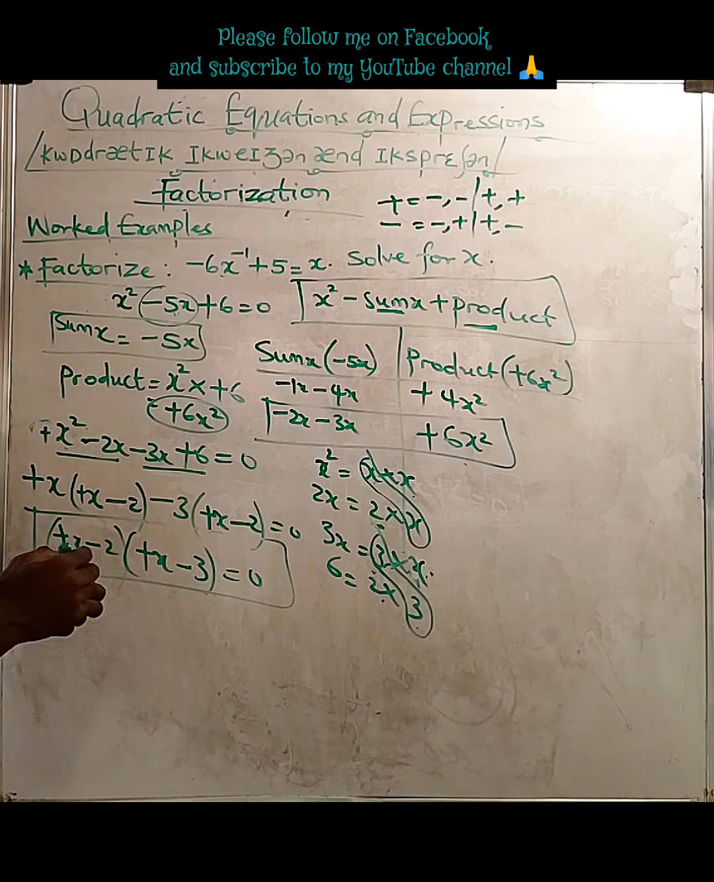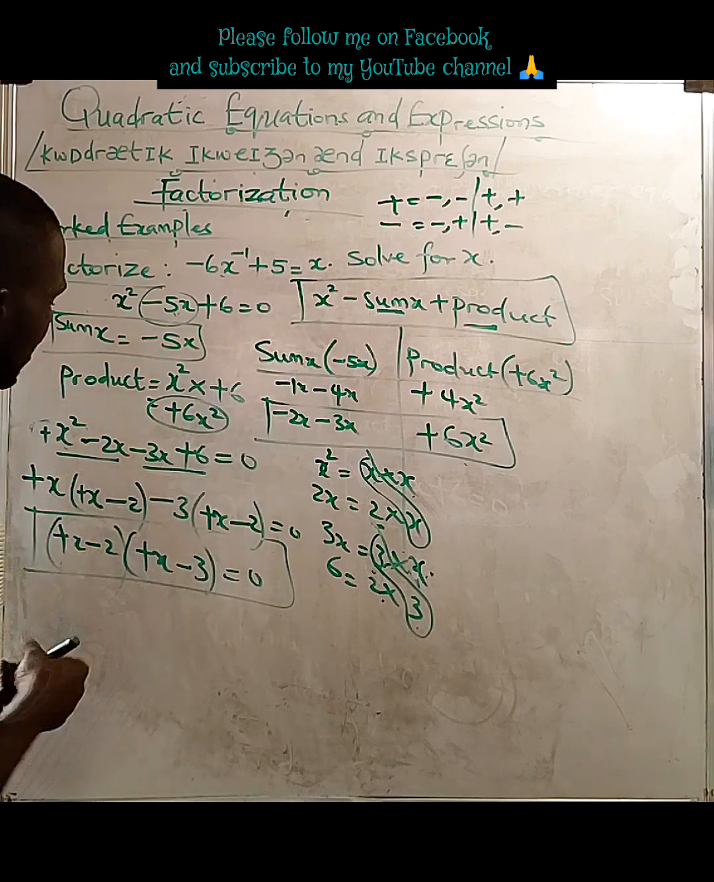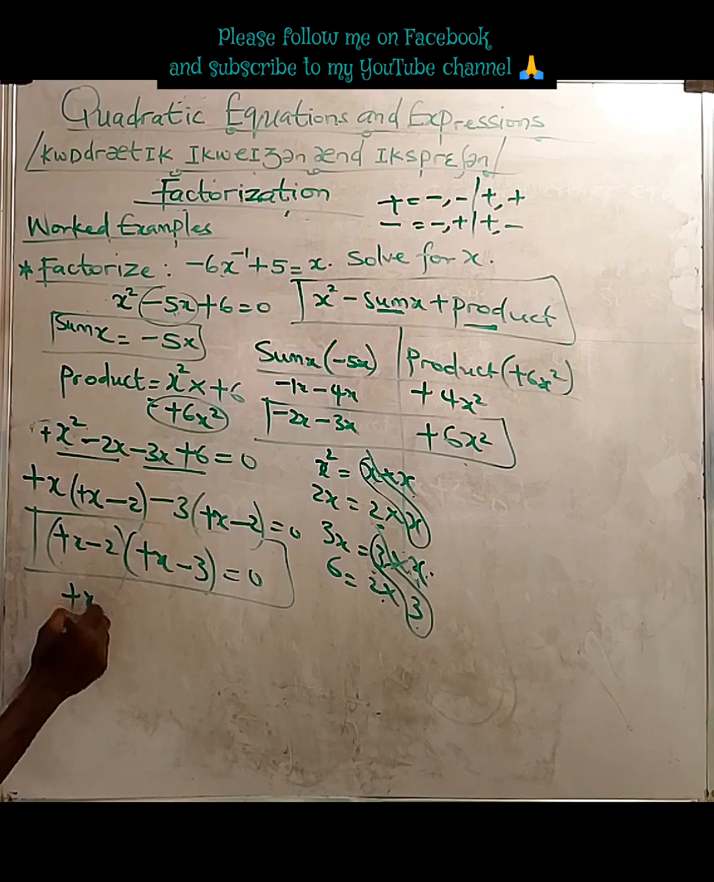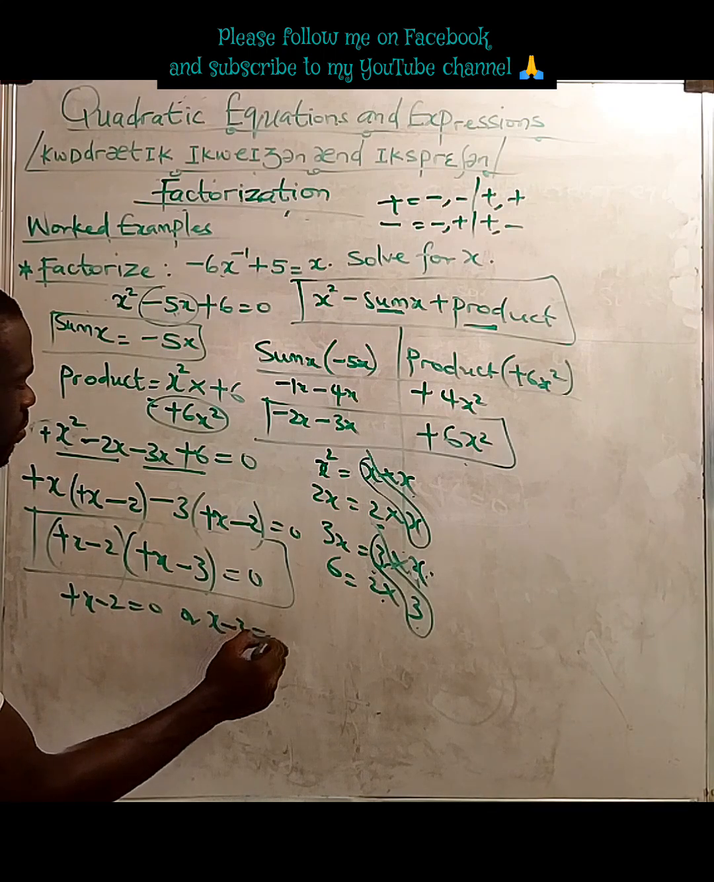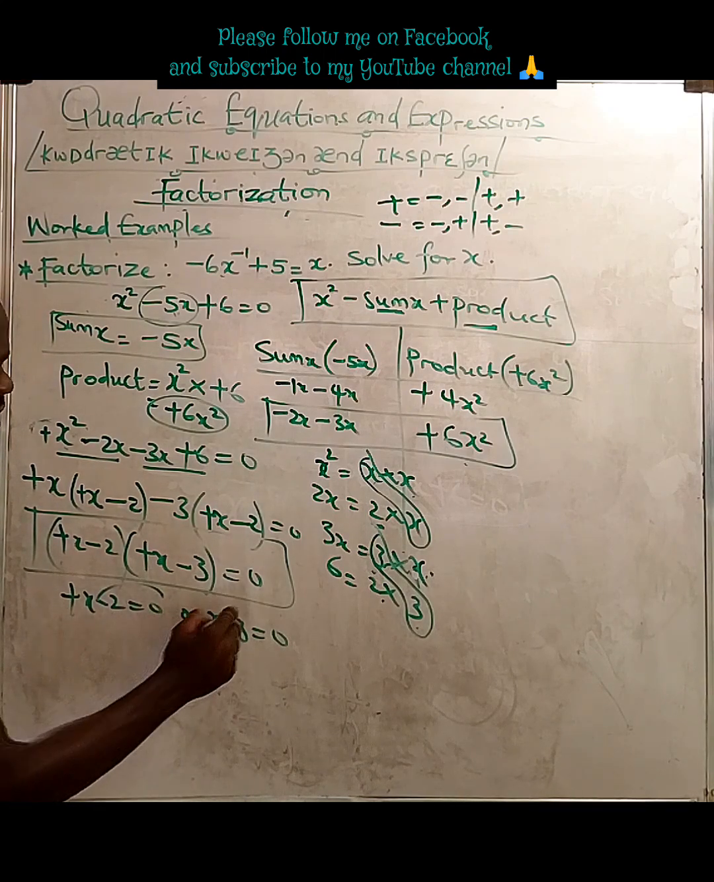We've factorized already. So the next question is, we are asked to solve for x. How do we solve for x? x minus 2 equals 0, or x minus 3 equals 0. So we send this to the other side, and we send this to the other side.